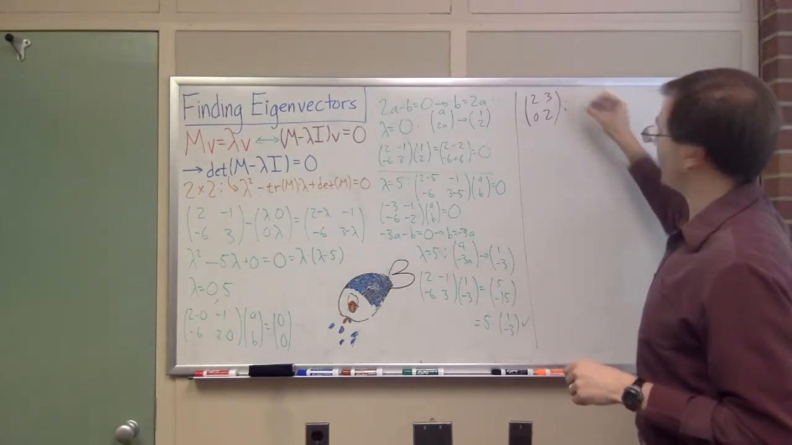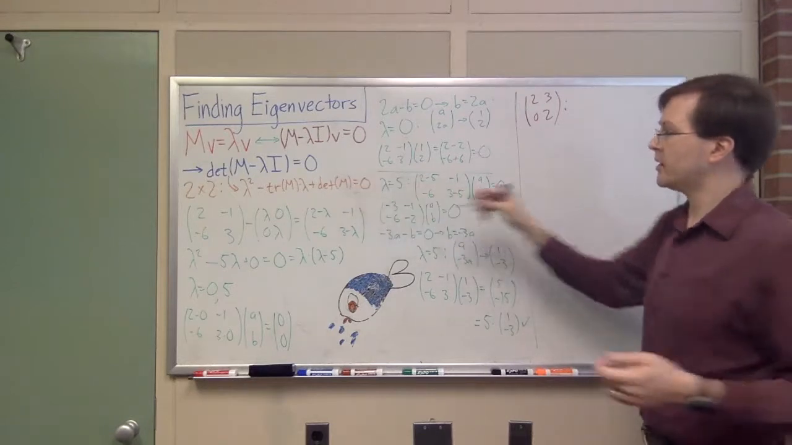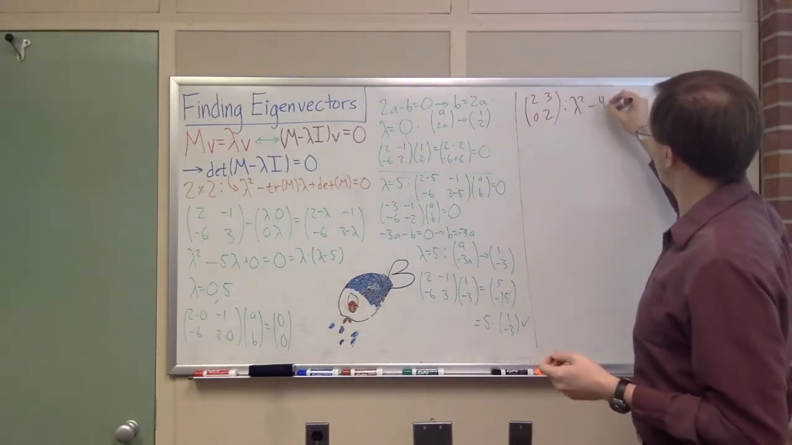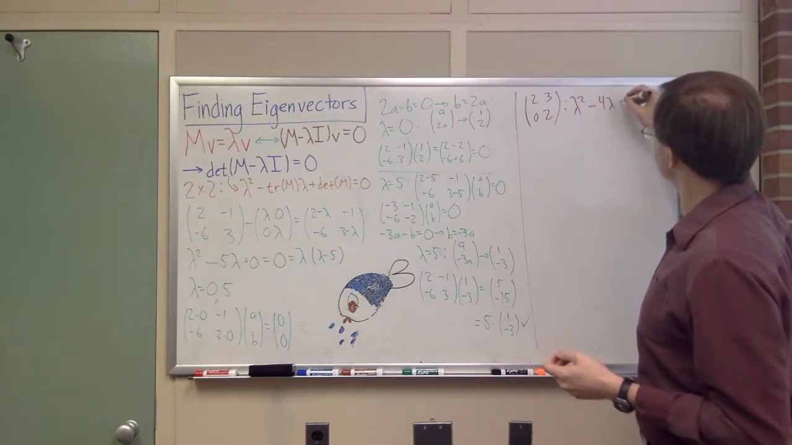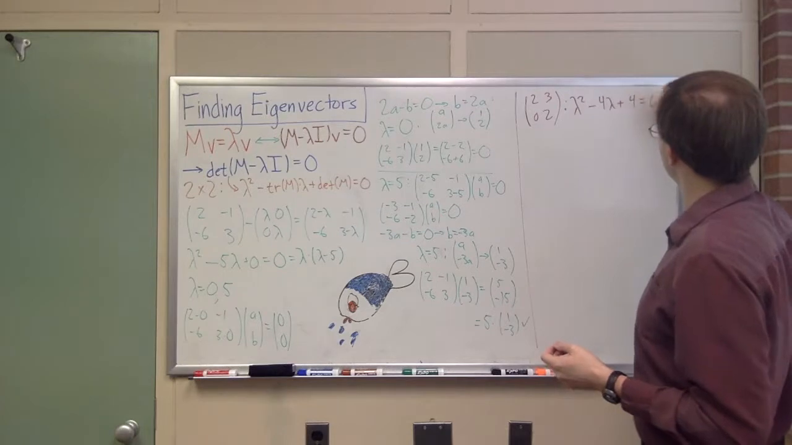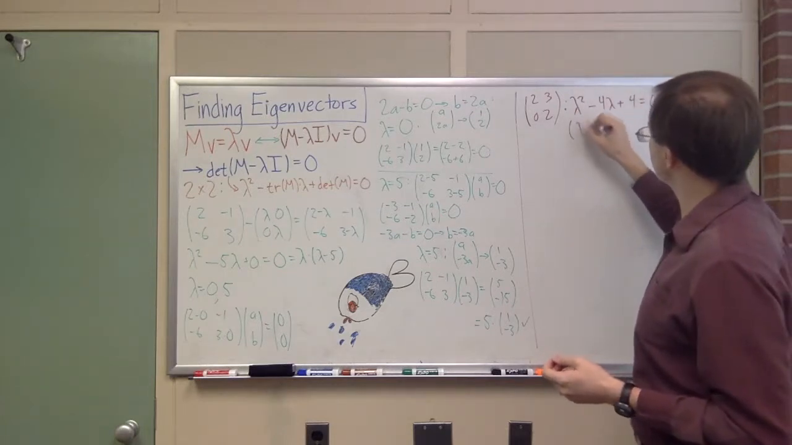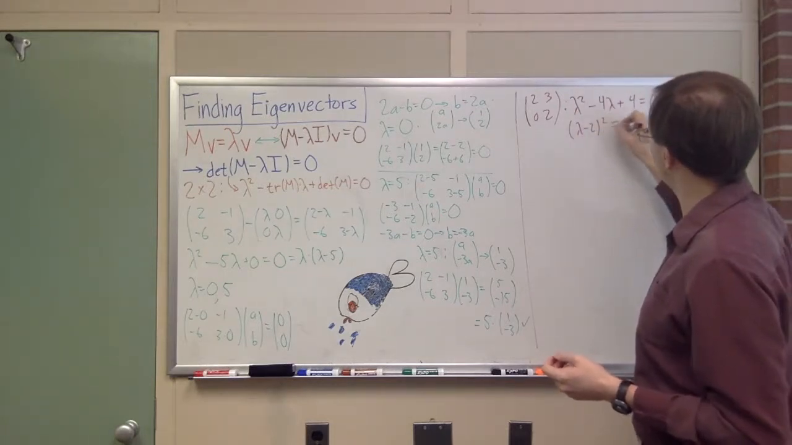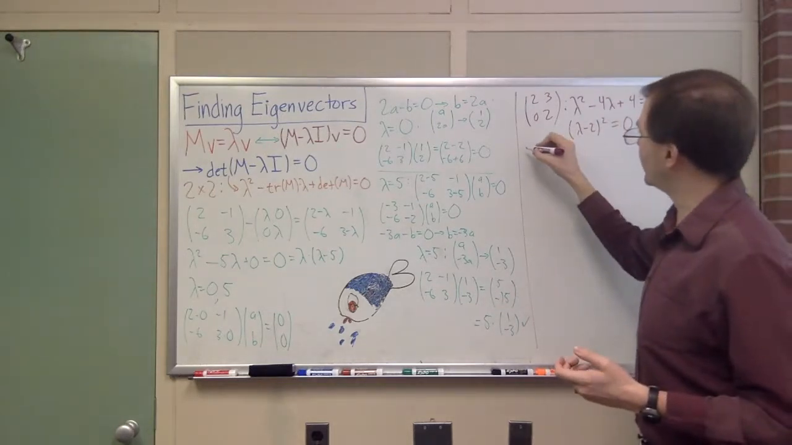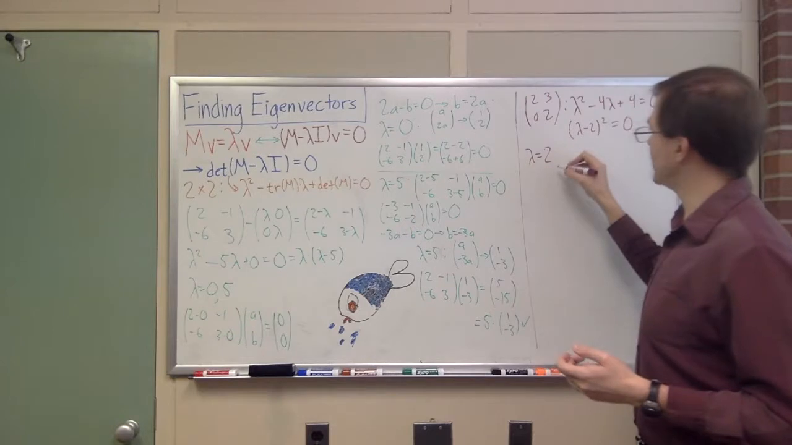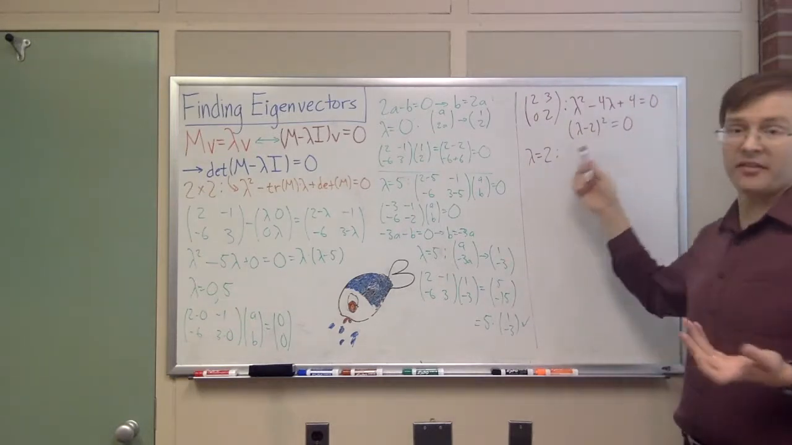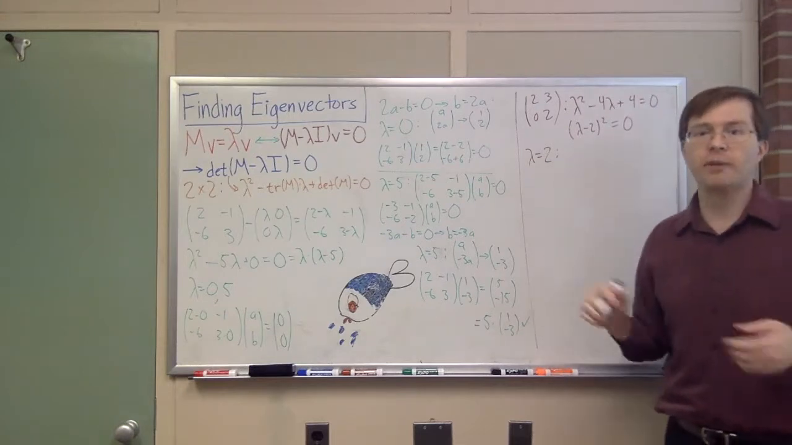For this, I'll use my trick again, my shortcut. Lambda squared minus my trace, which is 4, lambda, plus the determinant, 4 minus 0 is 4, equals 0. I can factor this. This is lambda minus 2 squared equals 0. So my only eigenvalue is lambda equals 2. It's the same eigenvalue twice, so it has multiplicity 2, you might say.